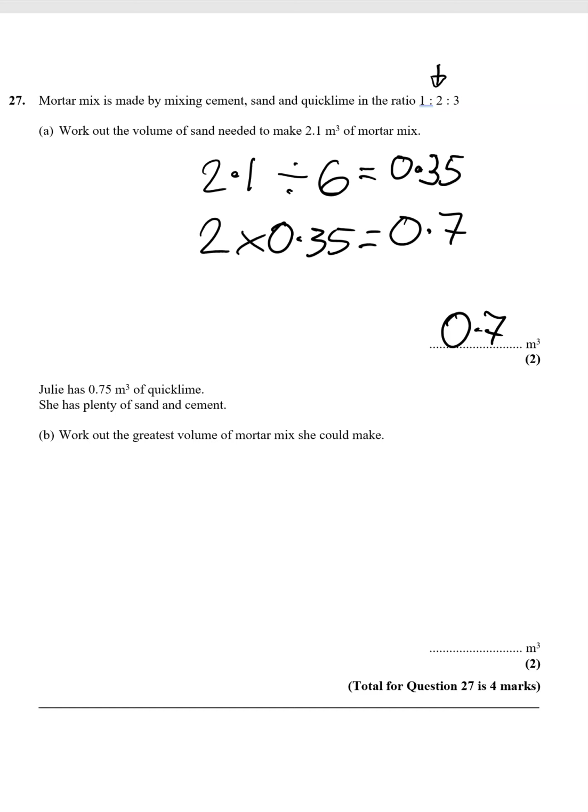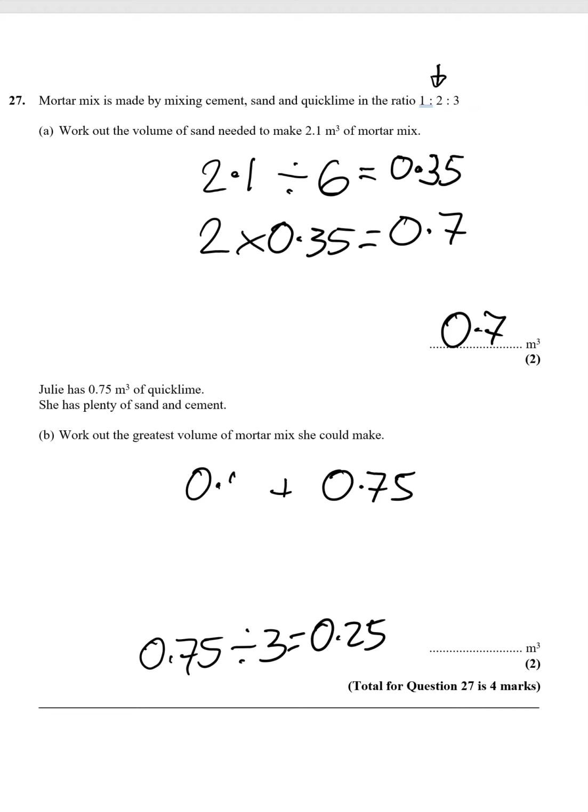Now, Julie has 0.75 meters cubed of quicklime. She has plenty of sand and cement. Work out the greatest volume of mortar mix. Right, okay, so that's worth 3 bits. So we'd have 0.75, working back, if I divide that by 3, gives me the value of 1 bit. Now the sand is 2 bits, so that's 0.5, and then we've got 1 bit, so 0.25. Add those together and we get 1.5 in total. So they're still in the same ratio.